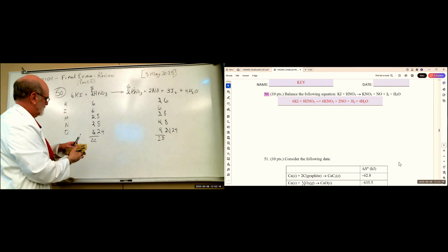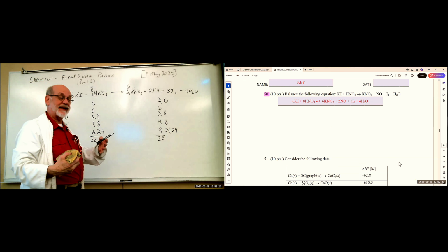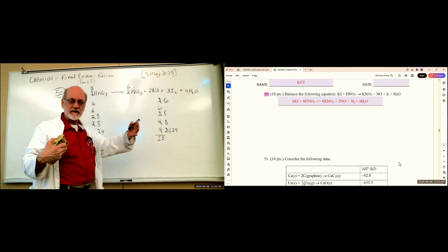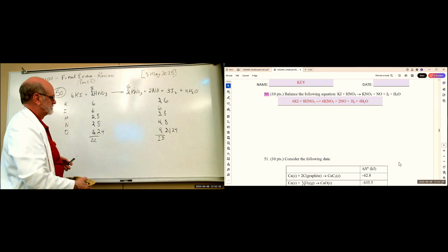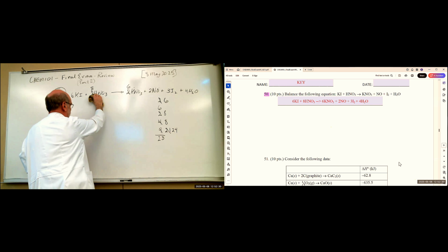I know that's a lot of work, but it shows you how to combine the tie line method with the budget method. Okay, that takes care of 50.